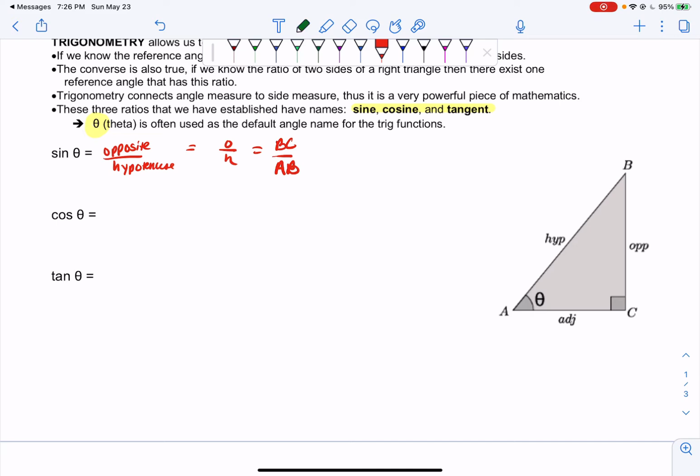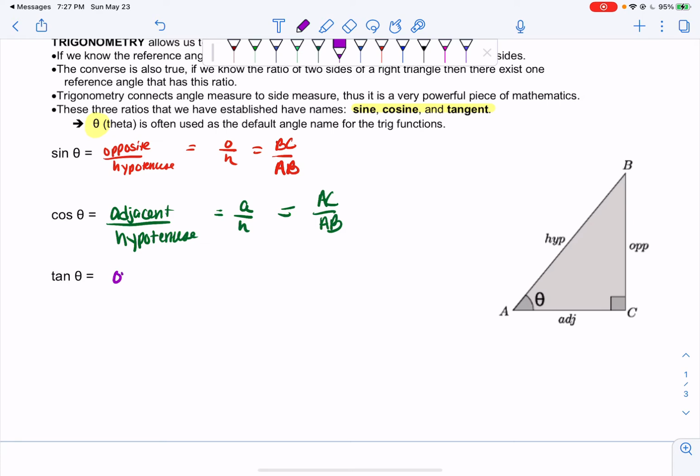Cosine of theta is my adjacent over hypotenuse. And this is just facts. You have to memorize them. You can also just say A over H. And in this case, my adjacent is AC and my hypotenuse is AB. Now tangent of theta is opposite over adjacent. And in this case, your opposite is BC, and my adjacent is AC. And you also can say O over A.